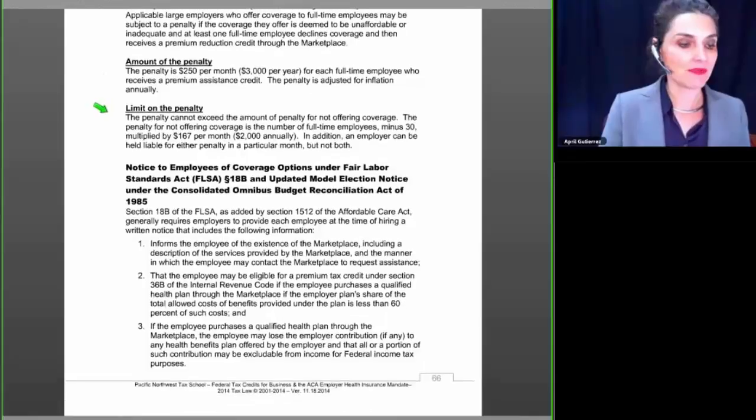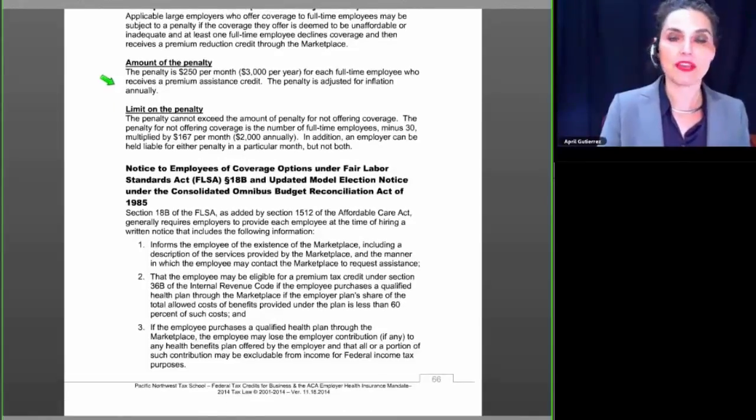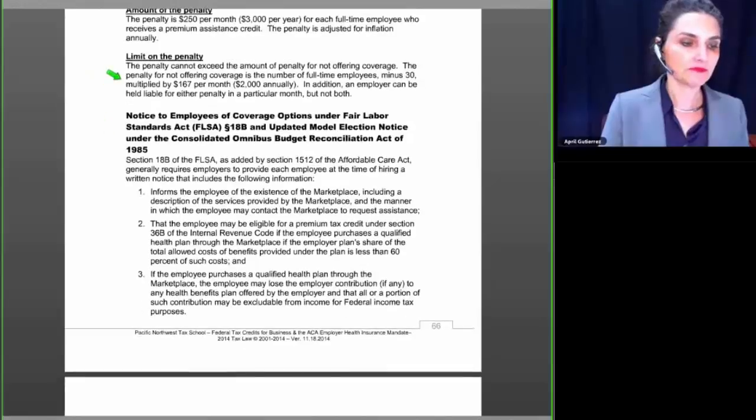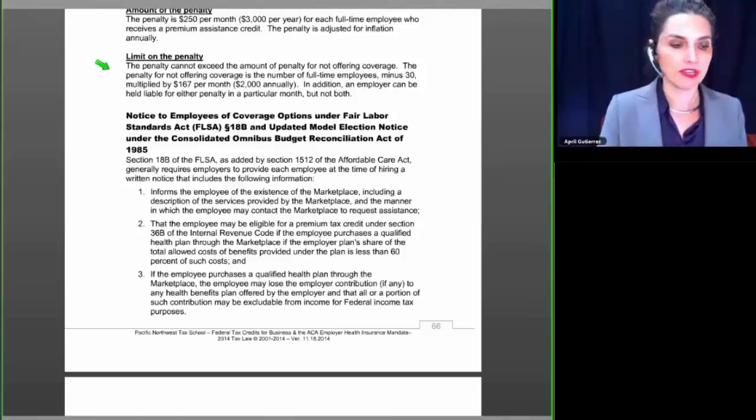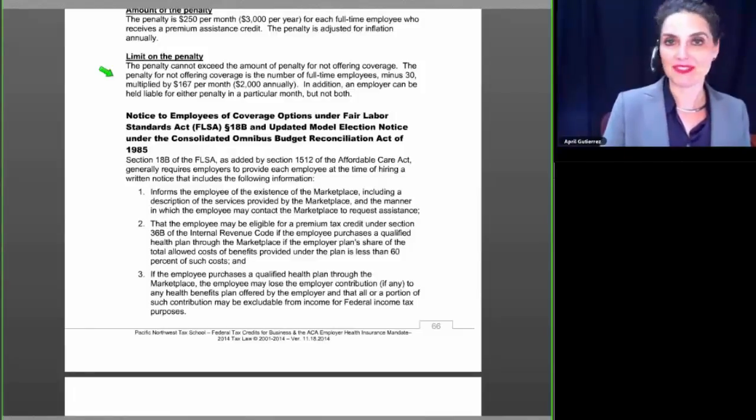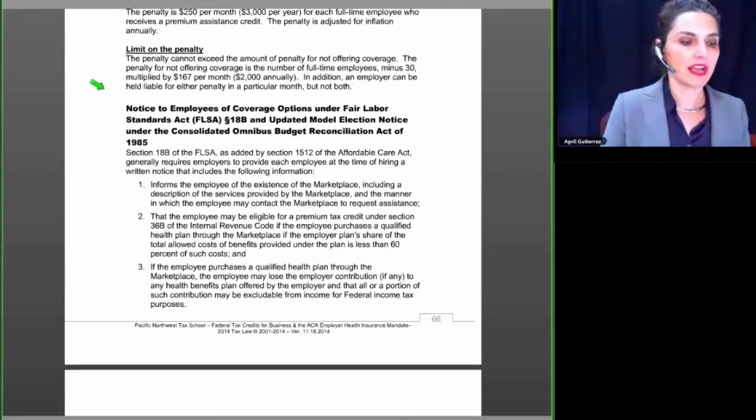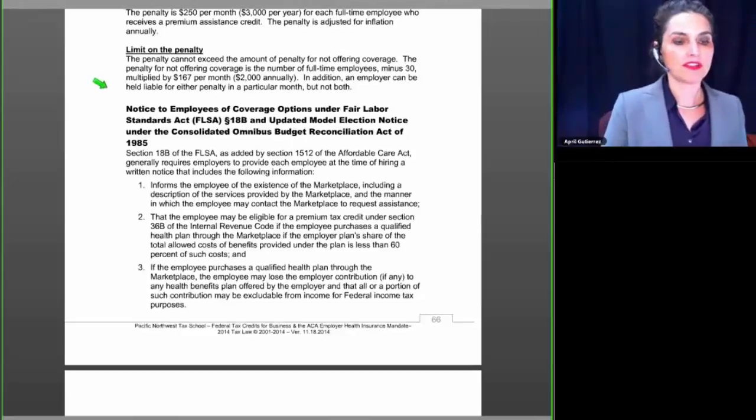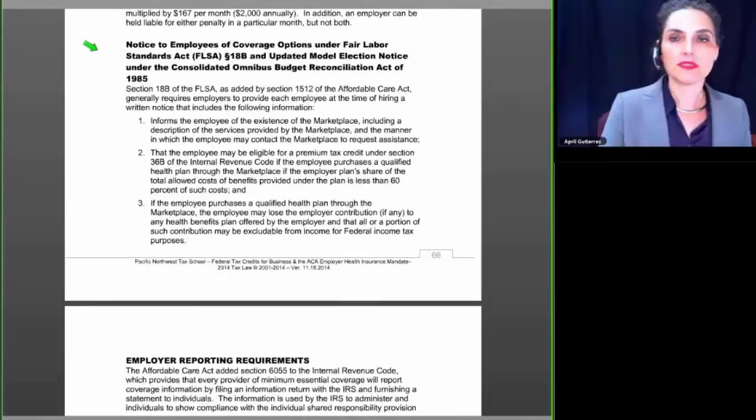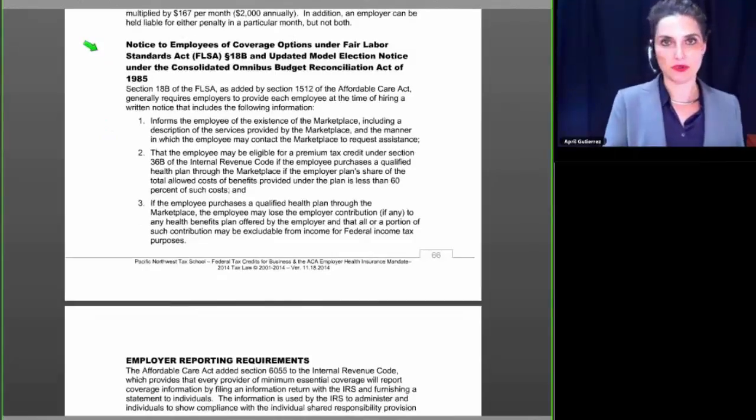Well, how much is the penalty? Well, it's $250 per month, $3,000 per year for each full-time employee who receives a premium assistance credit. The penalty is adjusted for inflation annually. So what's the limit on the penalty? The penalty cannot exceed the amount of penalty for not offering coverage. The penalty for not offering coverage is the number of full-time employees minus 30 multiplied by $167 per month, which is $2,000 annually. In addition, an employer can be held liable for either penalty in a particular month, but not both.